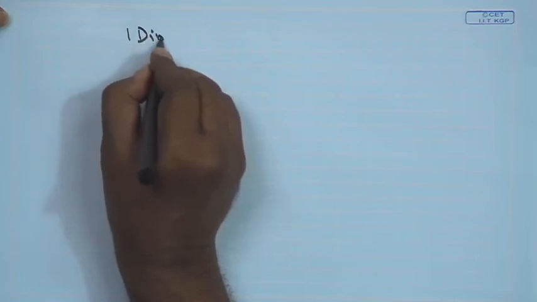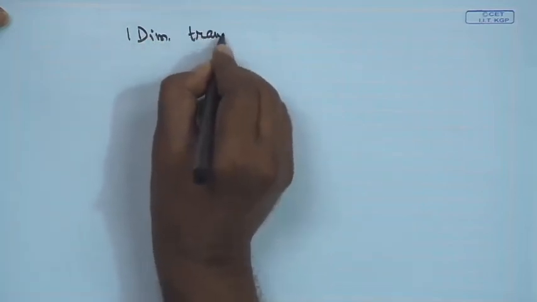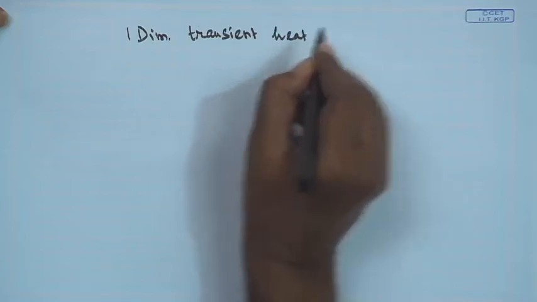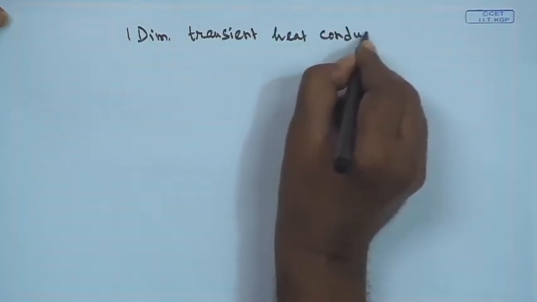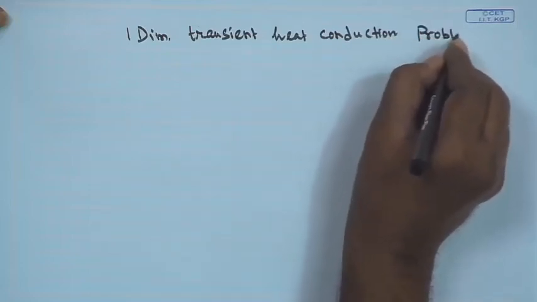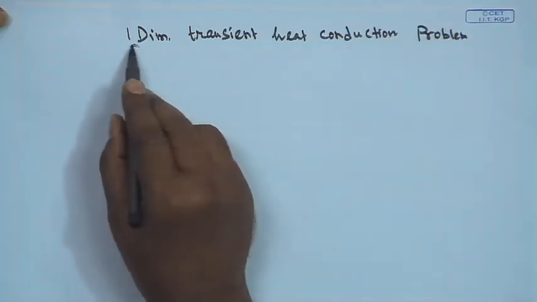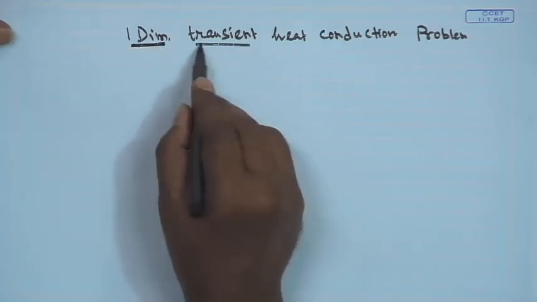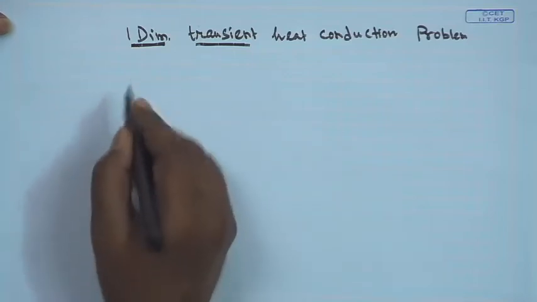one-dimensional transient heat conduction problem. Since it is one-dimensional, it is one-dimensional in space, and it is transient, so the other dimension is time. So, it is a two-dimensional problem.